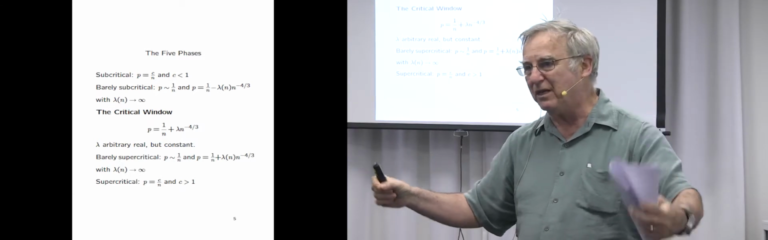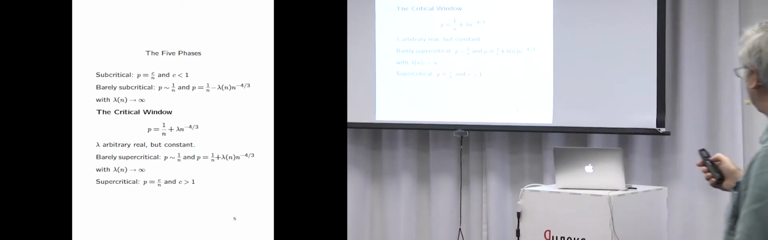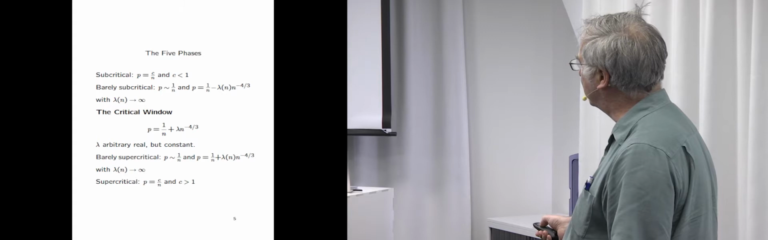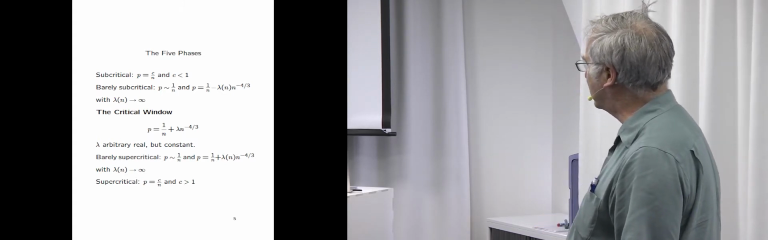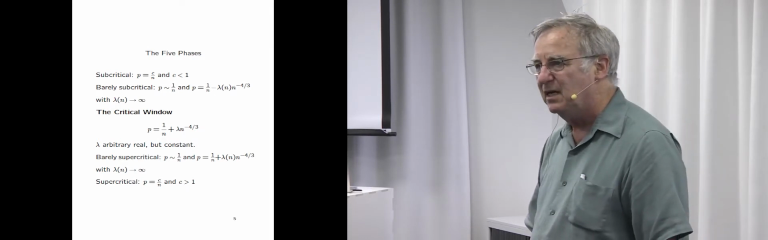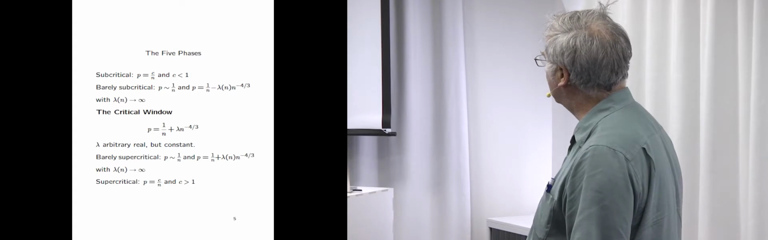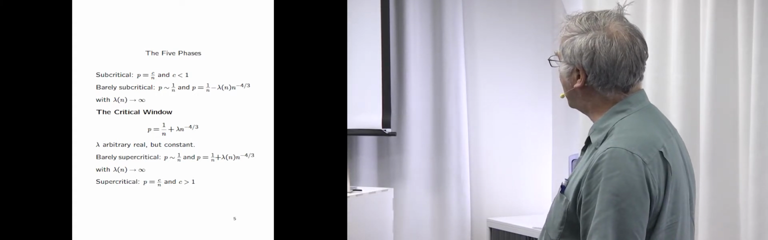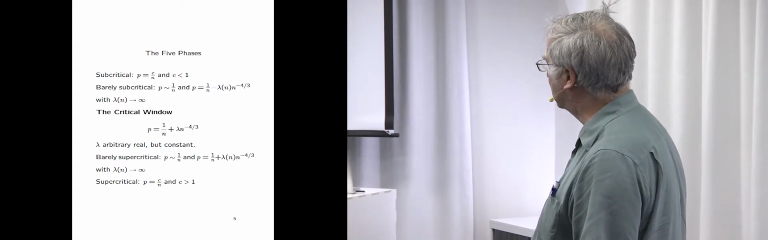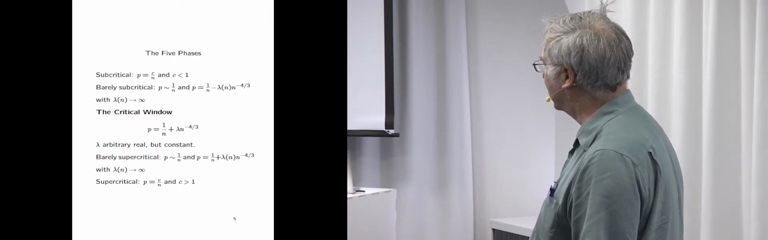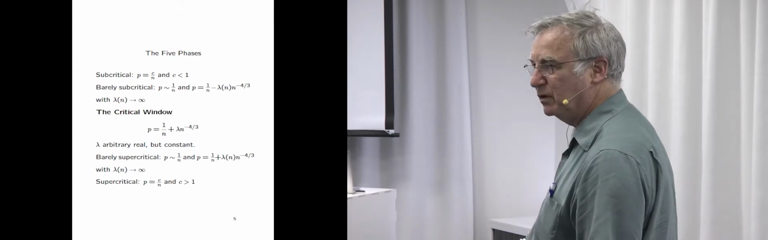But how do we stretch it out? The great advance was n to the minus 4/3. The critical window, we write p equals 1 over n plus lambda n to the minus 4/3. Lambda can be positive or negative. And for any constant lambda, this is called the critical window, where things are very complicated, and we'll talk about that.